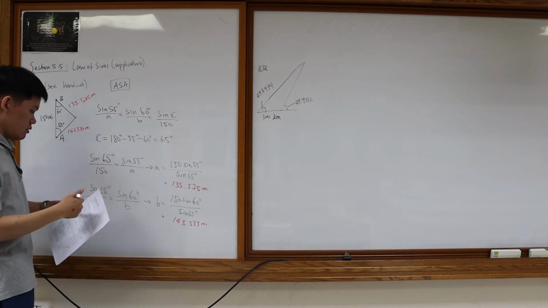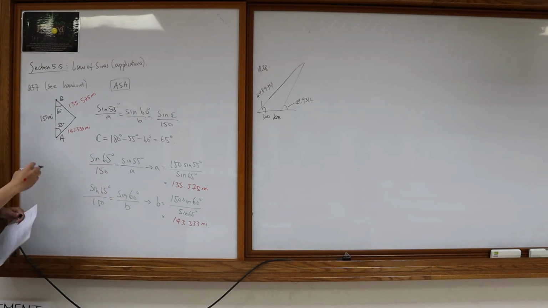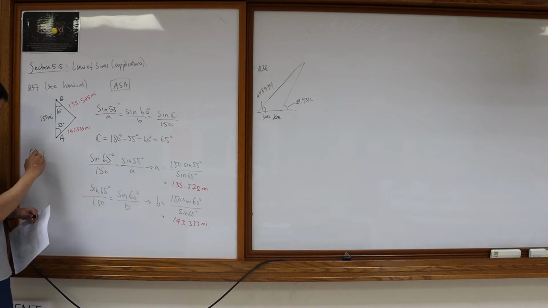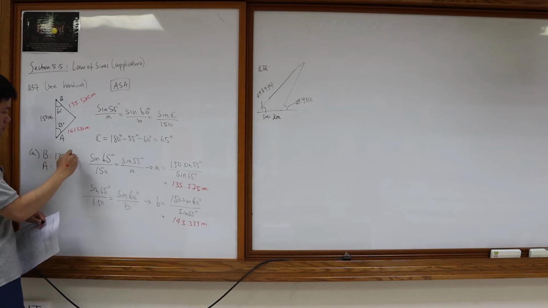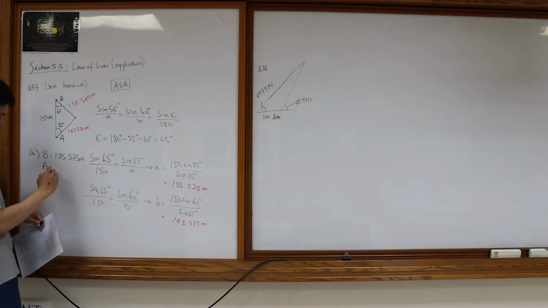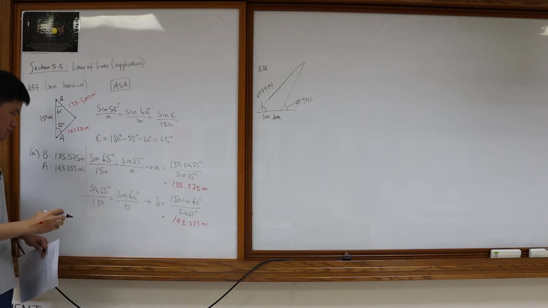Now for the distances, in that case, we found A. From Baker, it's 135.575 miles. And then for B, because that's the distance from Able, 143.333 miles. Make sure you don't get these things confused, okay?